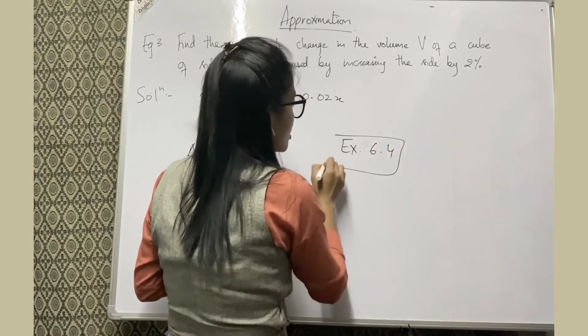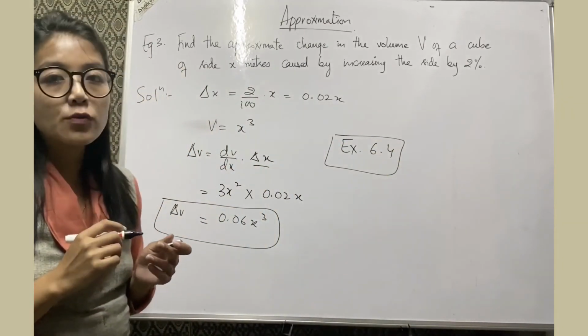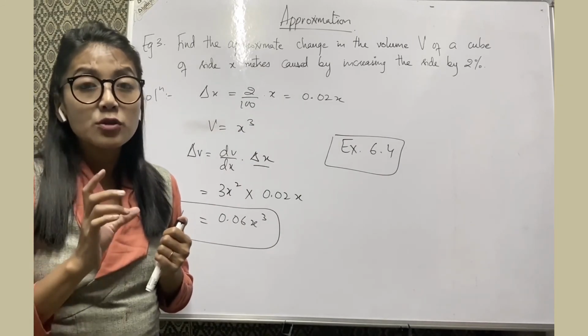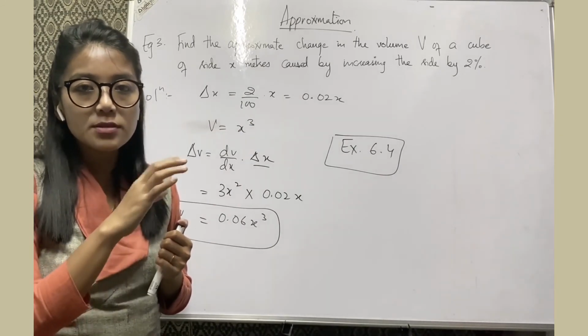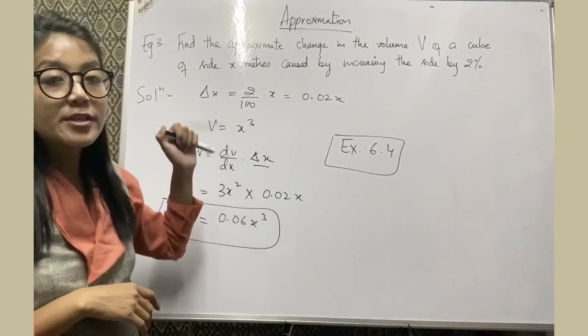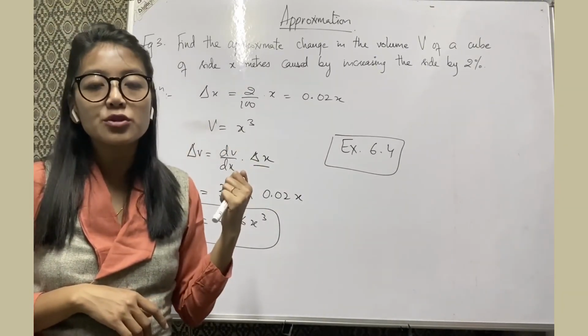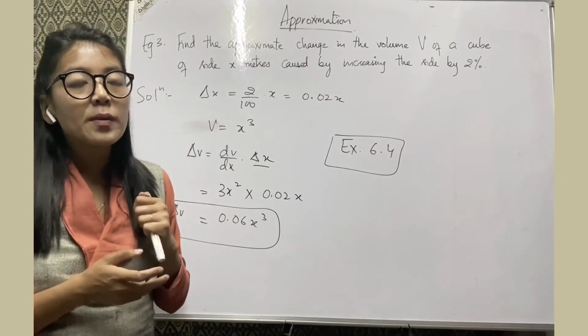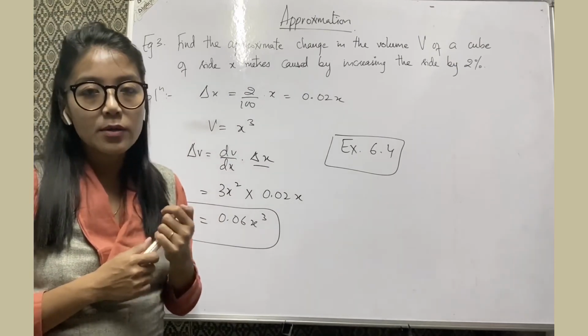So today, to clarify the concept of this topic, approximation, you will do exercise 6.4. In this exercise you will find questions which ask you to approximate the values of certain functions, such as cube root, square root and so on, and then to find the approximate change related to some mensuration problems. These are the two types of questions which may be asked from this topic.